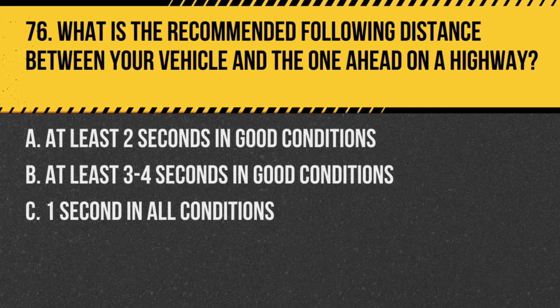Question 76. What is the recommended following distance between your vehicle and the one ahead on a highway? A. At least 2 seconds in good conditions. B. At least 3 to 4 seconds in good conditions. C. 1 second in all conditions. Answer: B. At least 3 to 4 seconds in good conditions. This distance allows for a safe stopping time in case the vehicle ahead suddenly brakes.